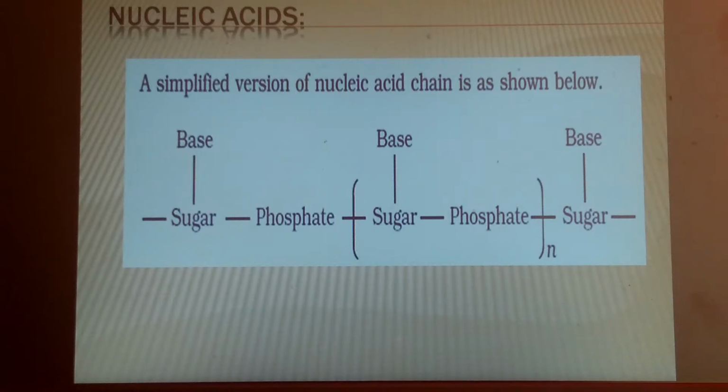DNA consists of 4 different bases, 3 common and 1 different. RNA also consists of 3 common and 1 different base. So a total of 4 bases are present. That sequential arrangement of those nitrogenous bases, which are attached to sugar and a phosphate group, gives us the primary structure. So it is nothing but the primary structure of nucleic acid. The secondary structure we will study later.